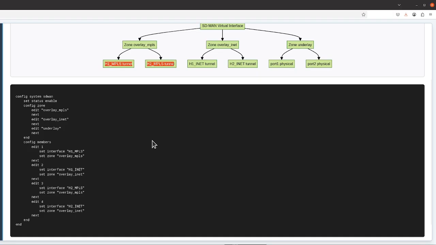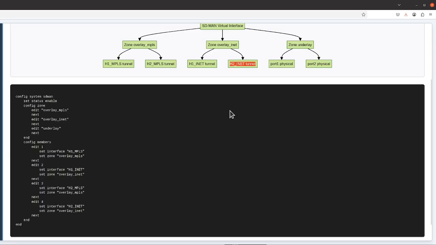The second zone is named overlay_INET, which groups the tunnels riding on the public internet. The overlay_INET zone contains H1_INET, the tunnel to hub 1 over the internet, and H2_INET, the tunnel to hub 2 over the internet. These share the characteristic of using the public internet as their underlay.